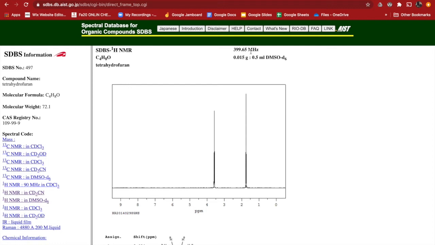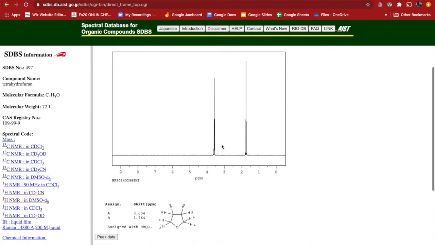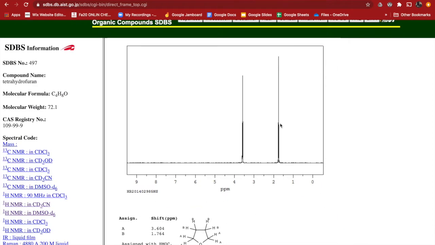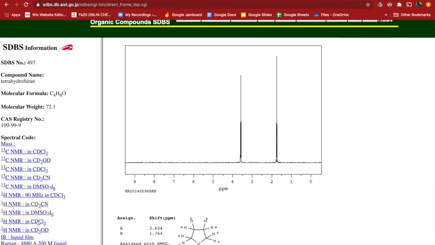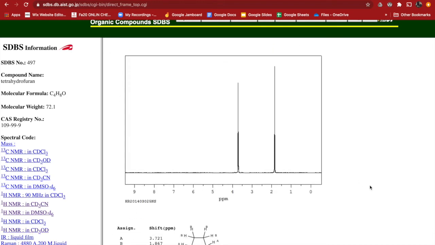So this is a 400 megahertz, and yep, it looks similar. It's got 2 signals. These are triplets. You can sort of see they're triplets. What do you think? Looks like a triplet, huh? Like a little boom, boom. Boom, boom, yeah. And then we did the deuterated chloroform already. This is deuterated methanol. So there it is, looks the same.